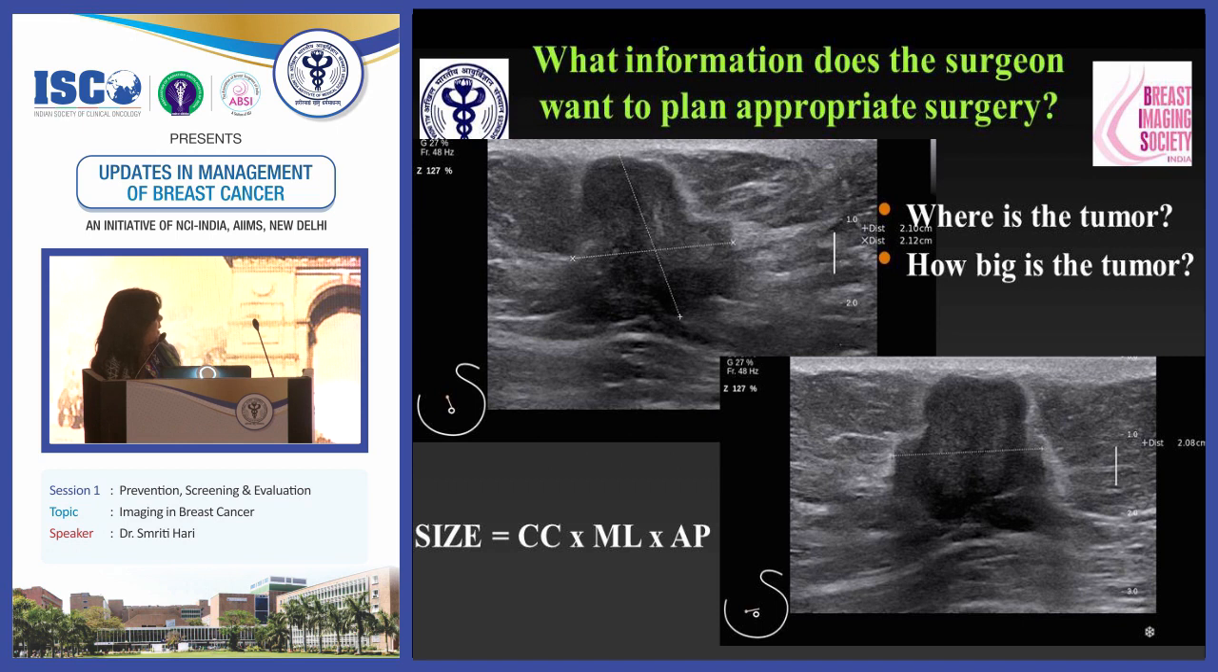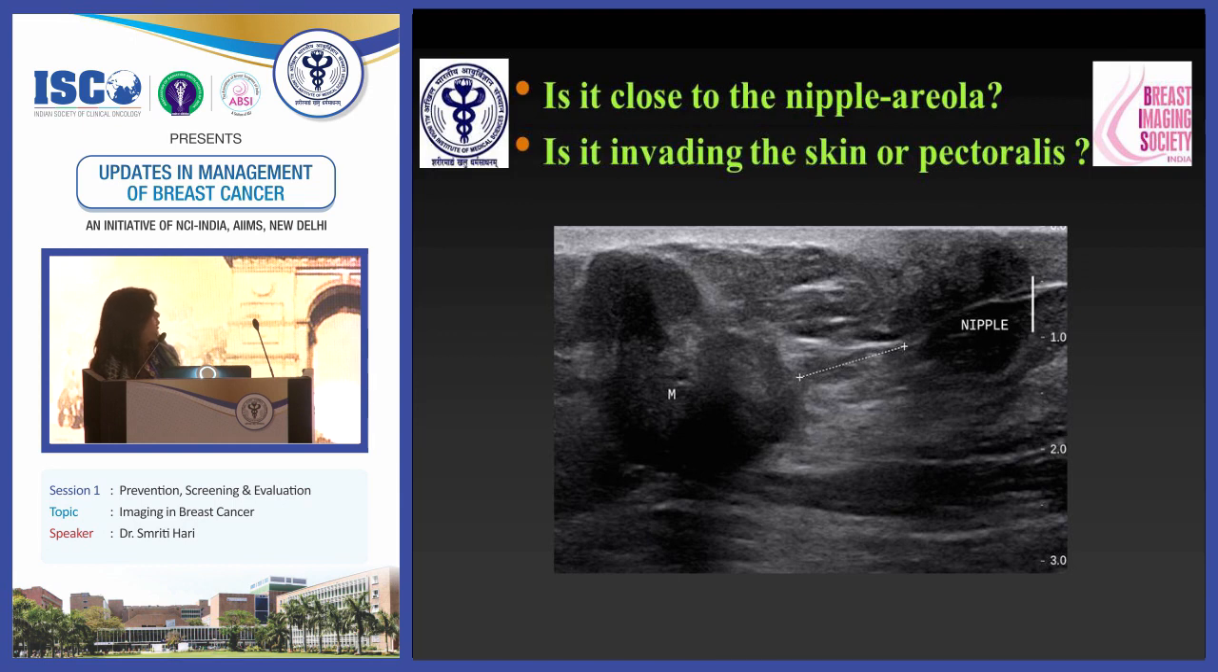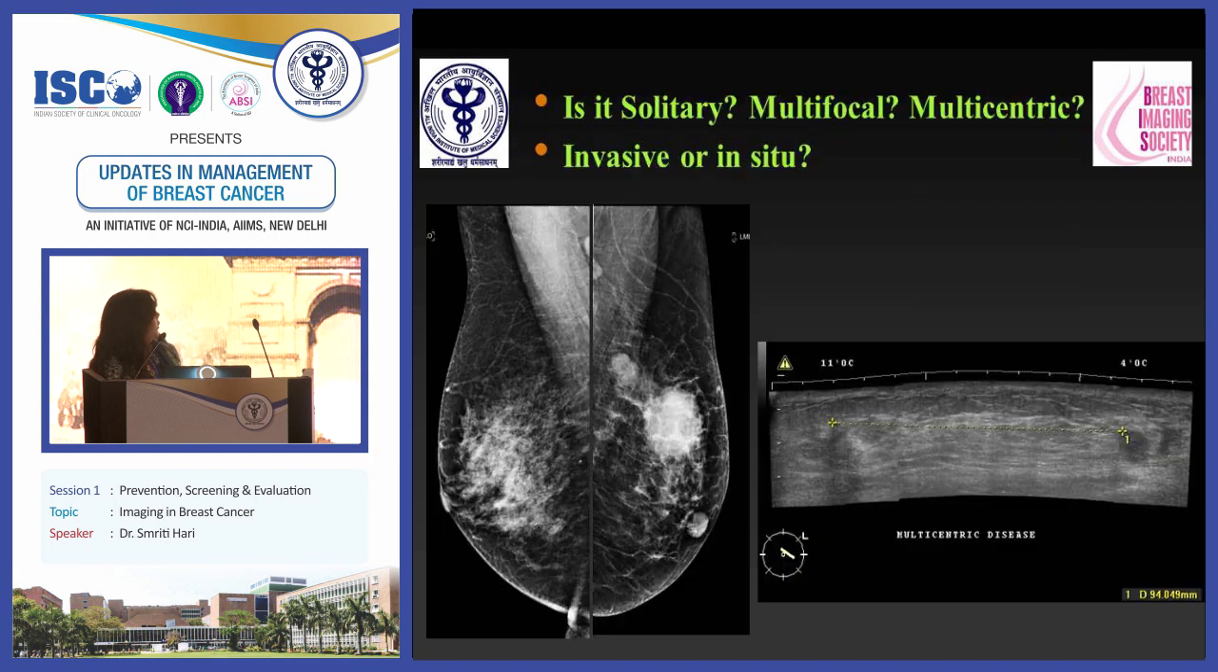So firstly, the size should be accurately measured in 3 dimensions. The distance from the nipple or the pectoralis major should be communicated to the surgeon. You should make the best effort to see whether the cancer is solitary, multifocal, or multicentric. A case of multicentric cancer in this slide.